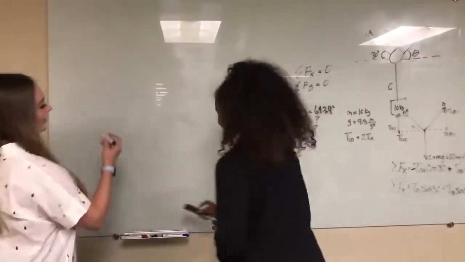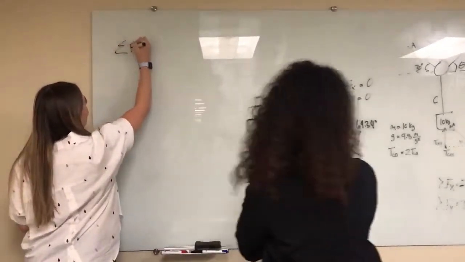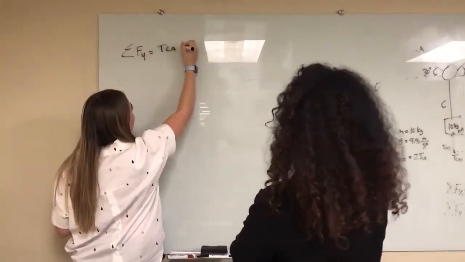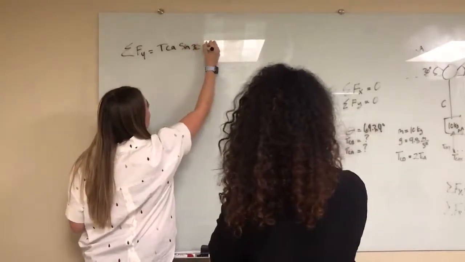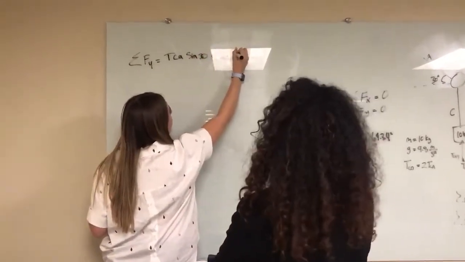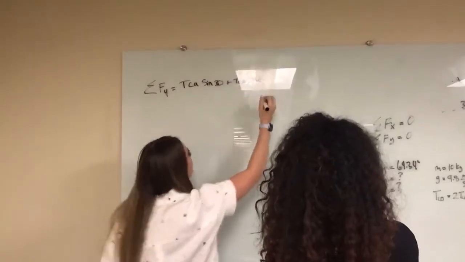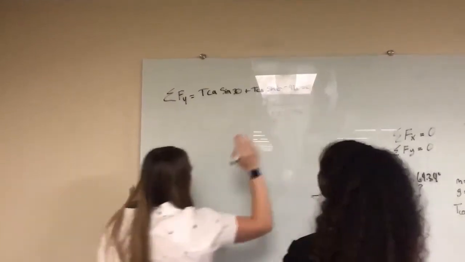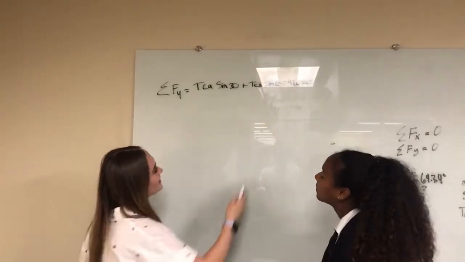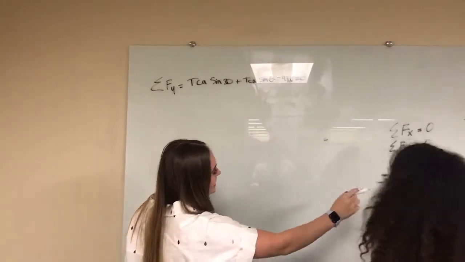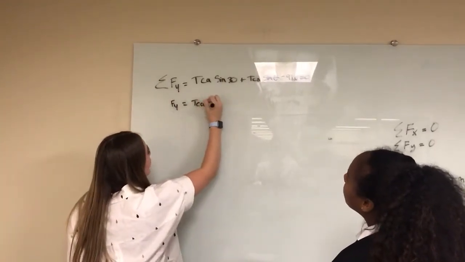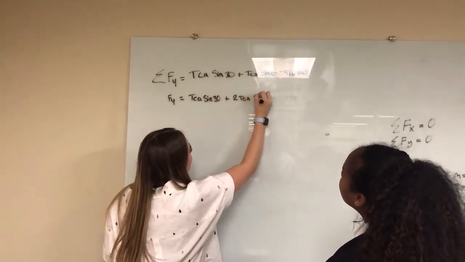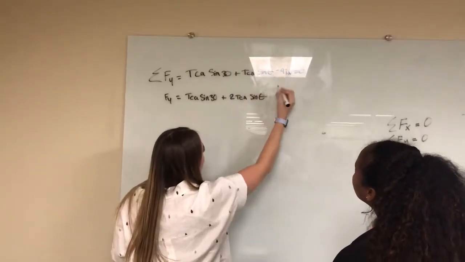I think so. Okay, so what is our formula? F in the y direction equals TCA sine 30 plus TCB sine theta minus 98 newtons has to equal 0, because it's equilibrium. Okay, so the first thing we're going to do is replace TCB with 2TCA, so F of y equals TCA sine 30 plus 2TCA sine theta, and we can move over the 98 newtons since that's a constant.